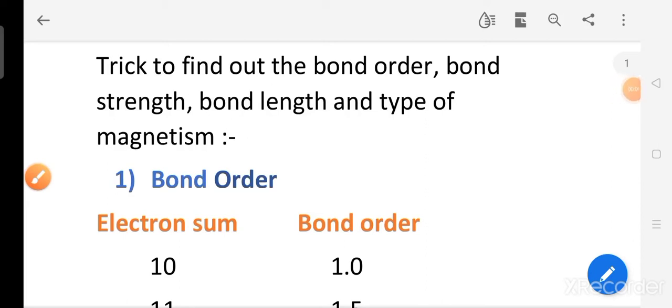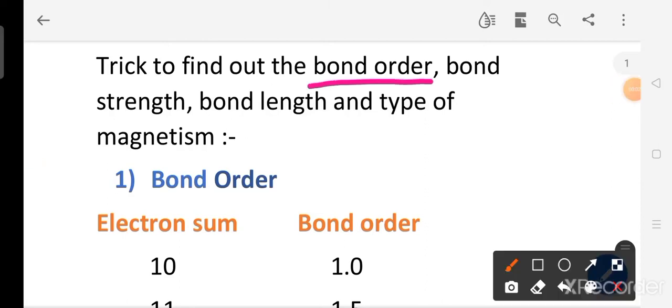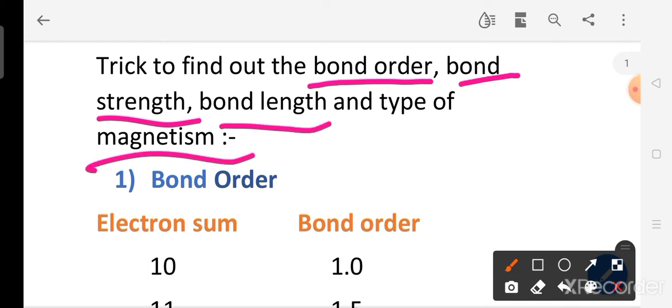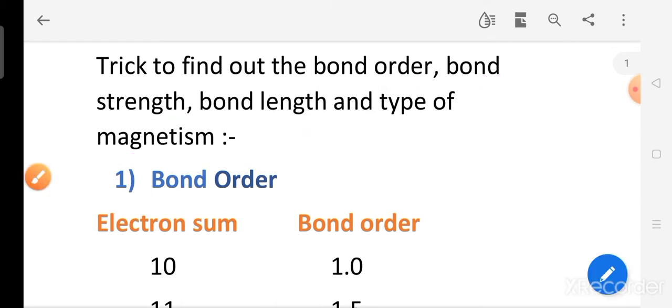Hi friends, in this lecture we are going to discuss bond order, bond strength, bond length and type of magnetism. This topic is very important for the CSIR NET examination, JEE, NEET, MSc entrance as well as IIT JAM. So the first one is bond order.